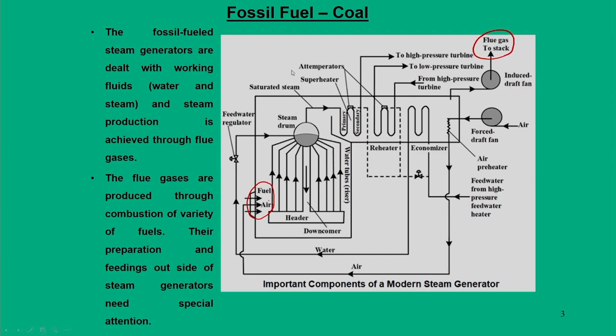So, the fossil fuel steam generators mainly deal with the working fluid, which is water or steam, and this steam production is achieved through flue gases, and flue gases are produced by combustion using a variety of fuels. One can think of solid fuels, liquid fuels, and gas fuels also, but most commonly in this case we treat the combustion of a solid fuel, that is coal.